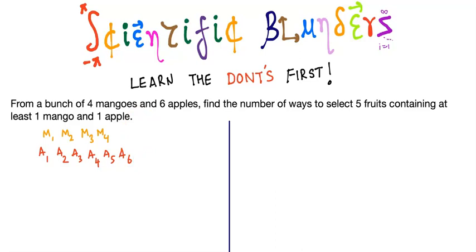Okay. And of these 10 fruits that we have, we want to find the number of ways to select 5 fruits containing at least 1 mango and at least 1 apple. Okay. So we have 10 fruits, we want to select 5, and there's this restriction that we have to have at least 1 mango and 1 apple.